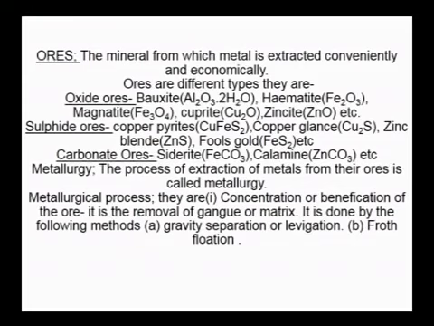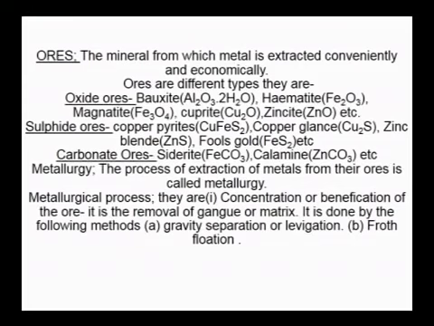The next type of ores is carbonate ores. Siderite, FeCO3, is a carbonate ore of iron. Calamine, composition is ZnCO3, is an ore of zinc, etc. These are called carbonate ores because they contain carbonate.